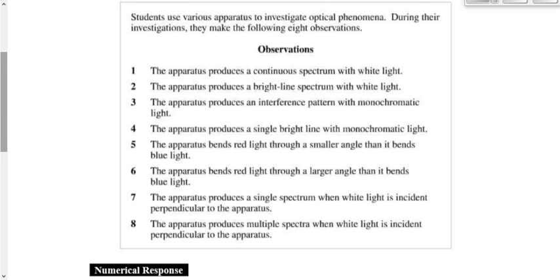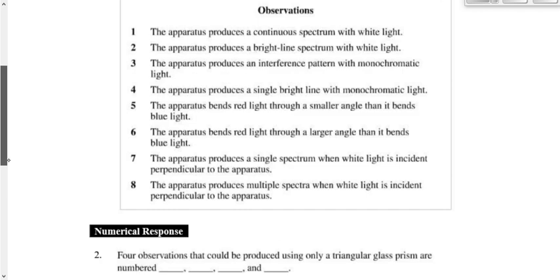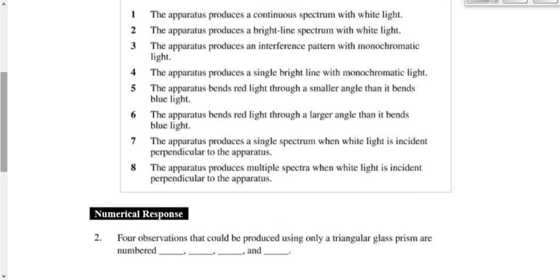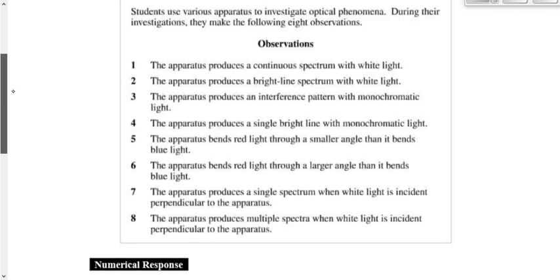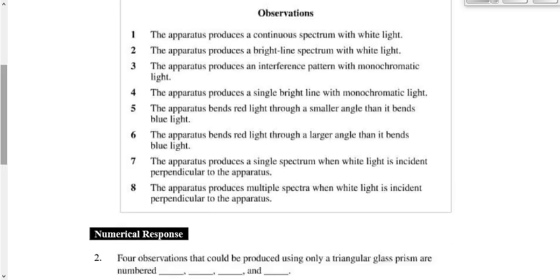Okay. Students use various apparatus to investigate optical phenomena. During their investigations, they make the following 8 observations. And we've got 8 observations here. We'll read through each of them, but let's see what the question is first. It says 4 observations that could be produced using only a triangular glass prism are numbered what? Okay, using only a triangular glass prism.